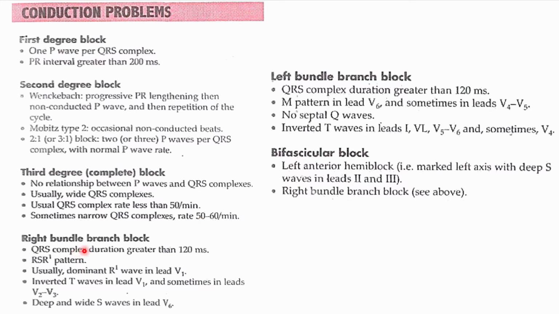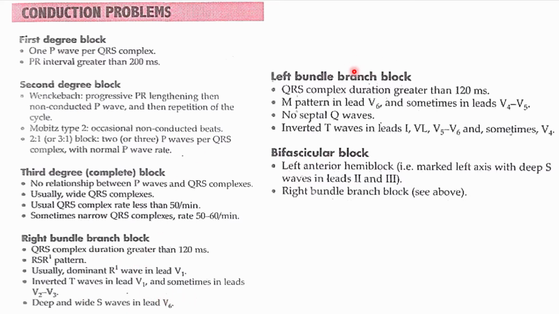You may also get a right bundle branch block. Usually the QRS complex is broad, greater than 120 milliseconds. You may get an RSR prime wave, so it looks like an M pattern in right bundle branch block. So usually there's a dominant R prime wave in V1, and there's an inverted T wave that you see in lead V1, sometimes in V2 and V6. You may get a deep and wide S wave that you see in lead V6. That's indicative of right bundle branch block.